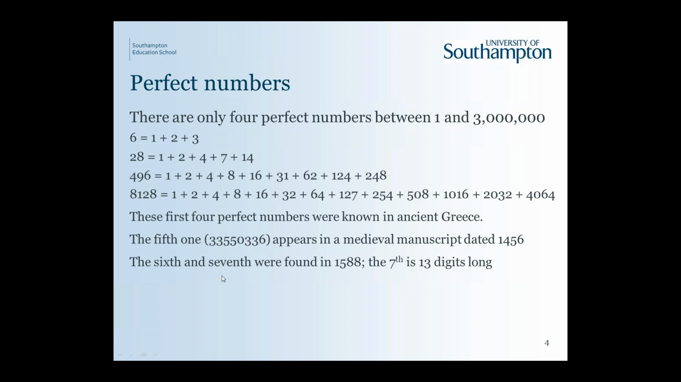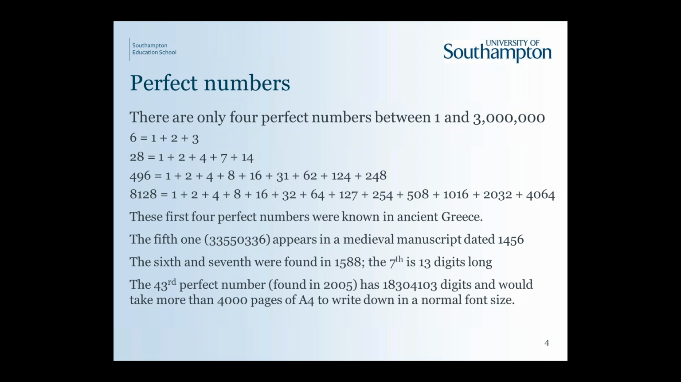Anyway, there are more perfect numbers. So they found 43 perfect numbers. The last one was found in 2005 and has 18,340,103 digits to it. 4,000 pages of A4 to write down. Thank goodness we have computers now. Oh no, sorry, 2013, they have found 48 of them. Would help if I remembered my slides. Just madness. Anyway, that's just a little bit of madness that you can share with the kids.